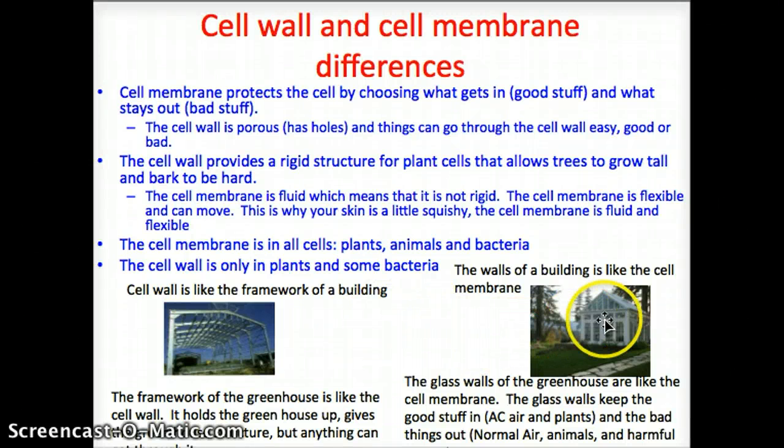But the cell membrane is like the glass or the walls on the house. That's what keeps the bad stuff out. The scaffold provides all the structure, but you can get in really easily. You can walk right through that open air because the cell wall, we said, is porous or has holes, just like the scaffold does. The cell membrane, on the other hand, is closed off. Only things you want in, things that have the keys to these doors, the proteins in the cell membrane, will be able to get in. So that right there is an example of our cell membrane.